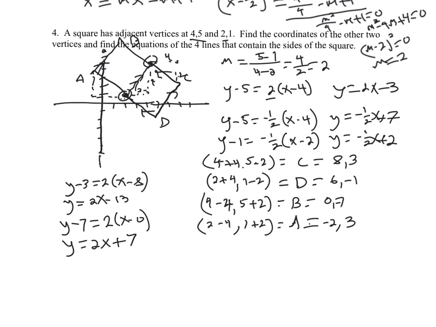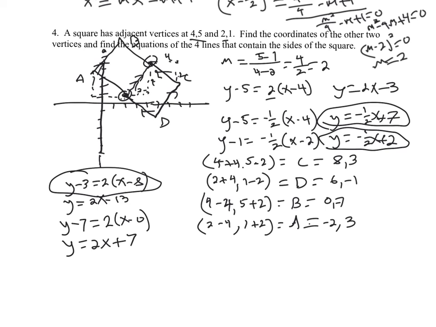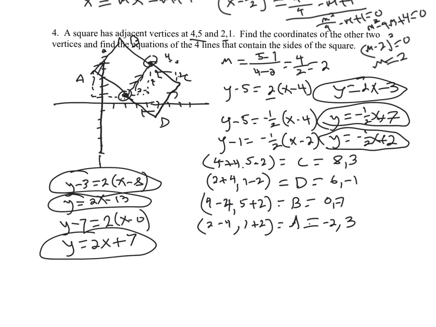Okay, so we have all of our equations here. We have y equals negative 1/2 x plus 2, y equals negative 1/2 x plus 7, y minus 3 equals 2x, or y equals 2x minus 13, y equals 2x plus 7, and then we had y equals 2x minus 3. And all the answers depended on whether you chose the coordinates C and D or the coordinates A and B.